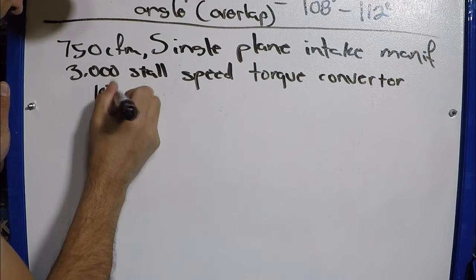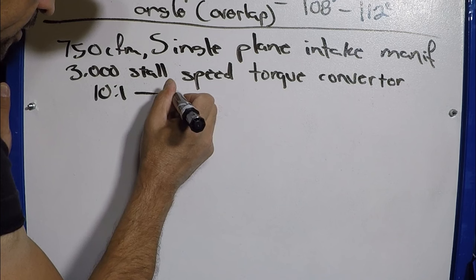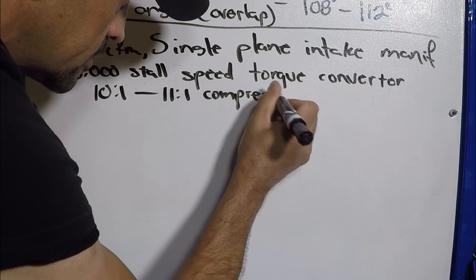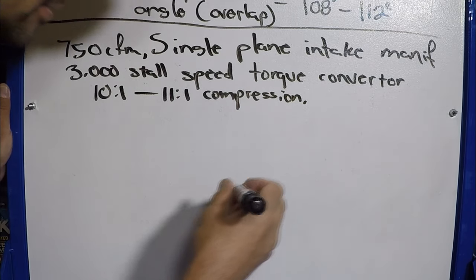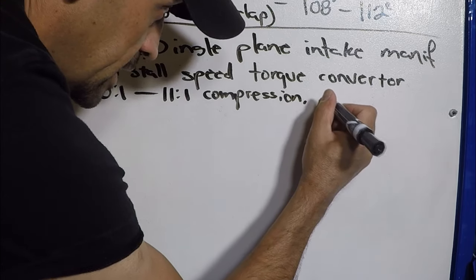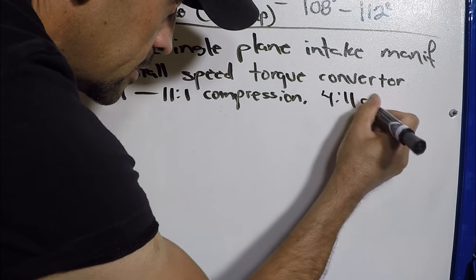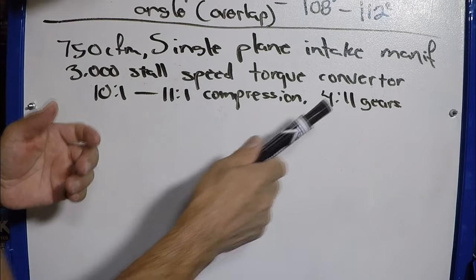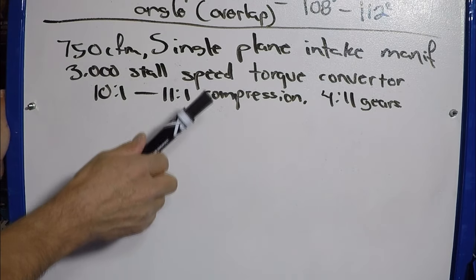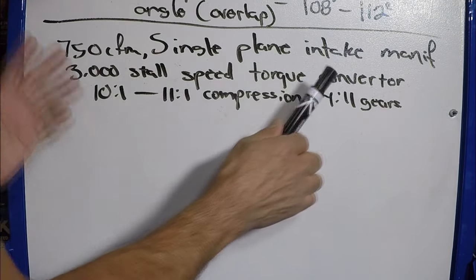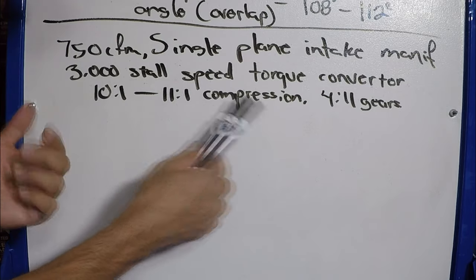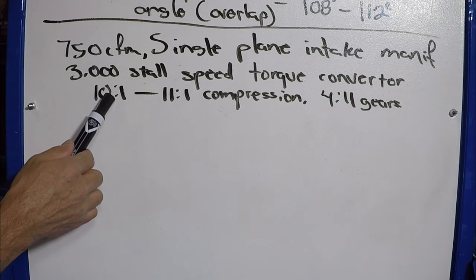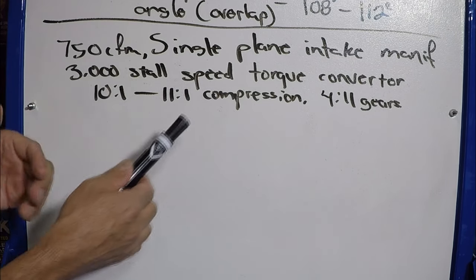We have anywhere from 10-to-1 to 11-to-1 compression. And if possible, you have different gears, like maybe you have 411s or something along that nature, depending on what you want to do. This would be for drag racing, obviously. So the engine itself is still the same, except that you have different pistons or different heads, because you just brought the compression up from the 9-to-1 that was stock, so either 10-to-1 or 11-to-1, depending on what you ended up doing.